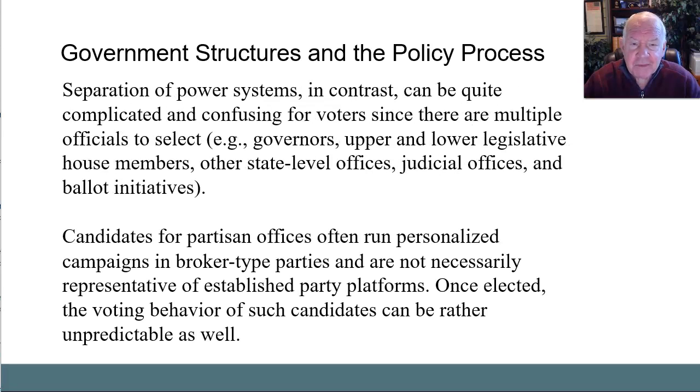Separation of powers systems, in contrast, can be quite complicated and confusing for voters, since there are multiple officials to select, for example, governors, upper and lower legislative house members, and other state-level officials, judicial offices, and ballot initiatives. Candidates for partisan offices often run personalized campaigns in broker-type parties and are not necessarily representative of established party platforms. Once elected, the voting behavior of such candidates can be rather unpredictable as well.